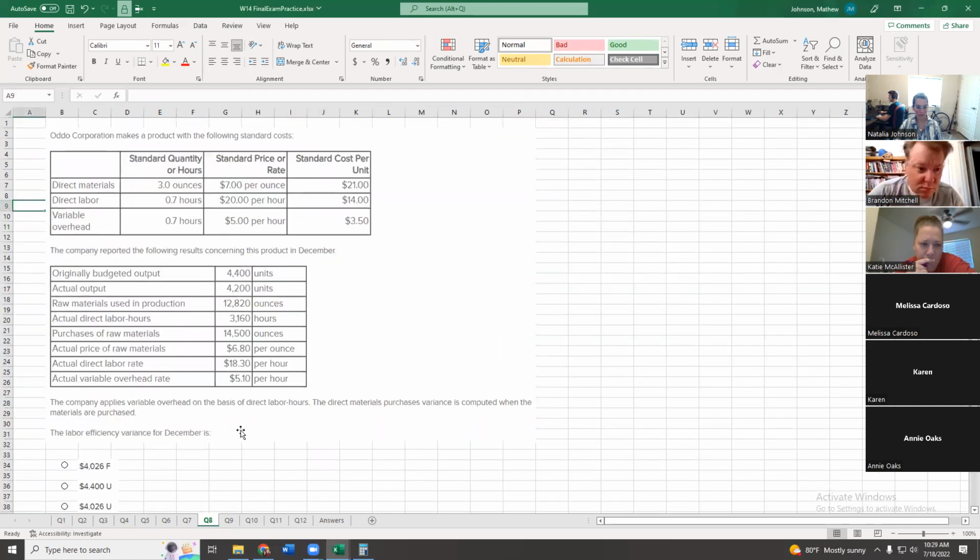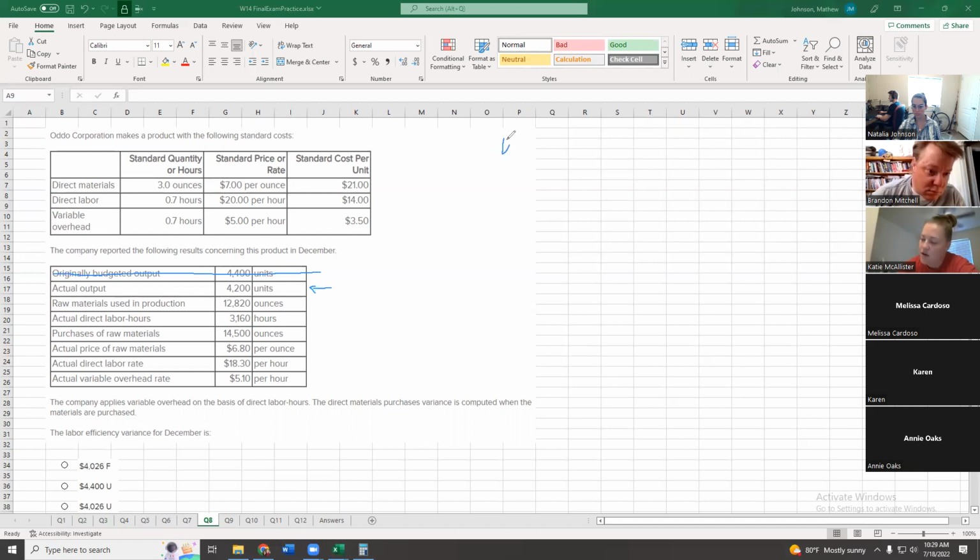Okay, let's do this one. So mostly with these variance questions, they give you a whole table of this is all standard and this is all actual numbers. So be careful not to mix them. And every time they give you this, just cancel it. Original budgeted output, you don't need that. You only need the actual output. Okay, so they're asking for the labor efficiency variance for December. Which one is the labor efficiency?